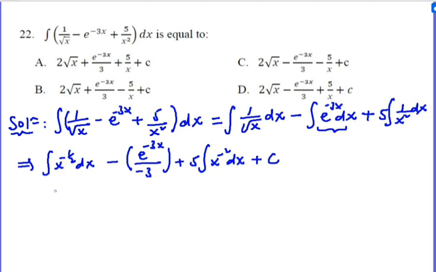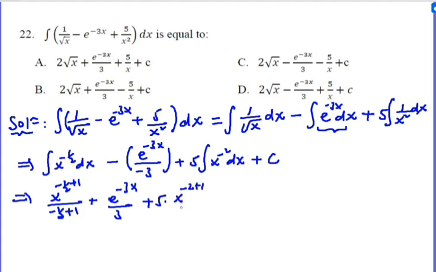So x to the power of minus 1 over 2 means x to the power of minus 1 over 2 plus 1, over minus 1 over 2 plus 1, minus, this minus by minus becomes plus, e to the power of minus 3x over 3, plus 5 times x to the power of minus 2. The integral of this one is x to the power of minus 2 plus 1 over minus 2 plus 1, plus some integration constant. So here minus 1 over 2 plus 1 is 1 over 2.